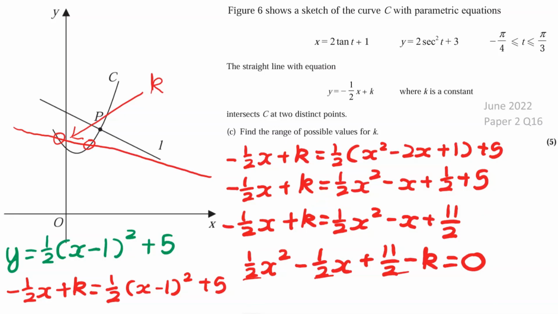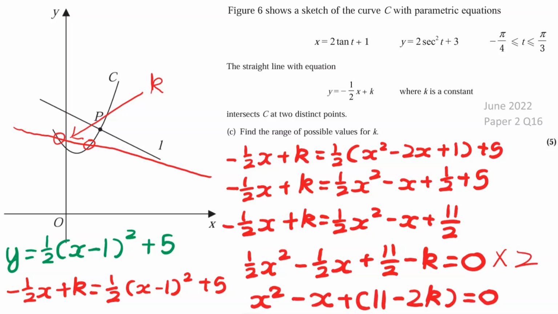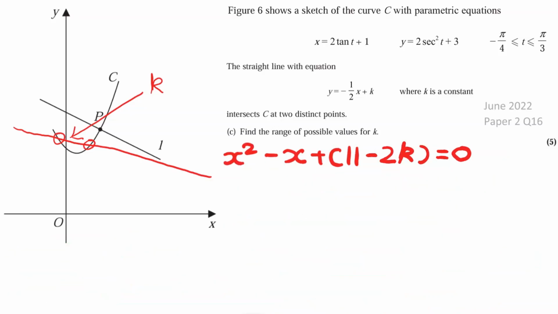As we have these two denominators everywhere, just to simplify, we're going to multiply this whole equation through by 2, so this becomes x squared minus x plus 11 minus 2k, and this is equal to 0. Okay, so we have this quadratic here, and now we need to use the information that this line and this curve intersect at 2 distinct points.